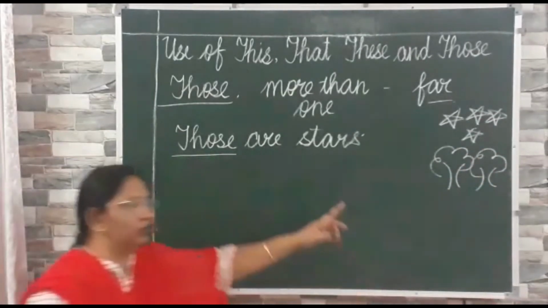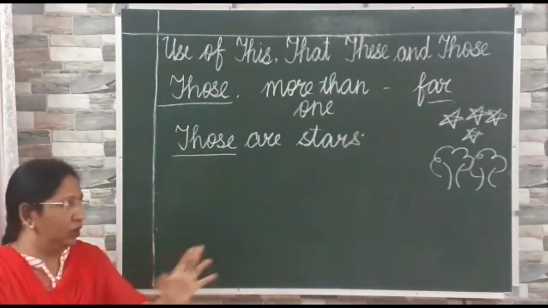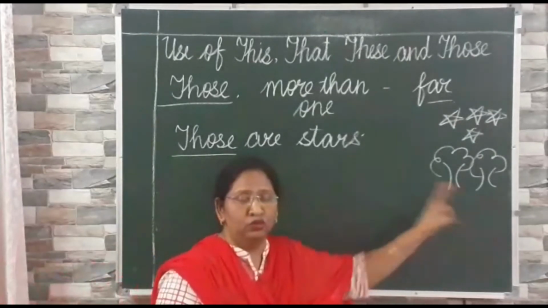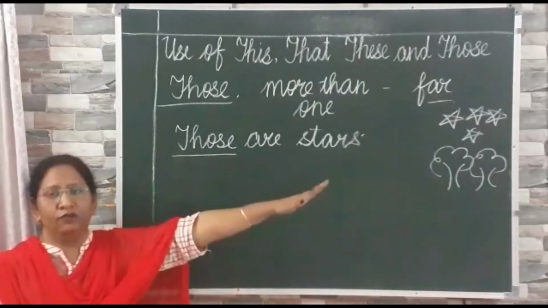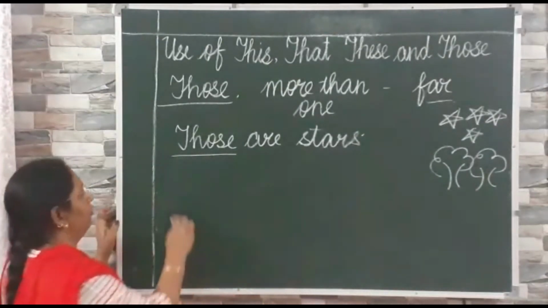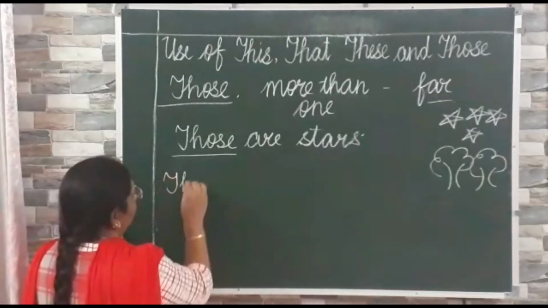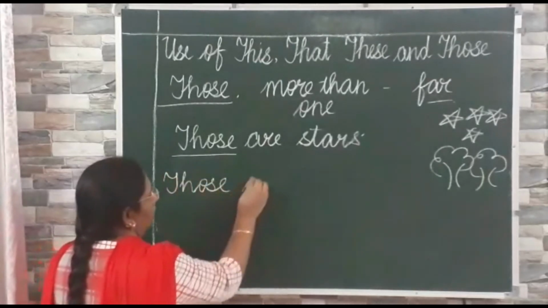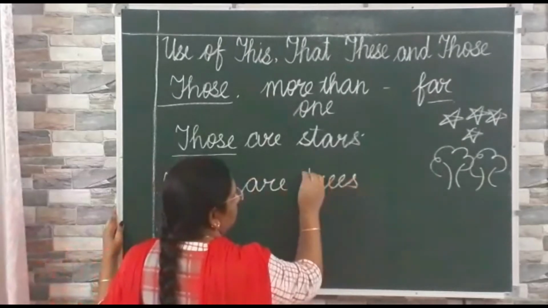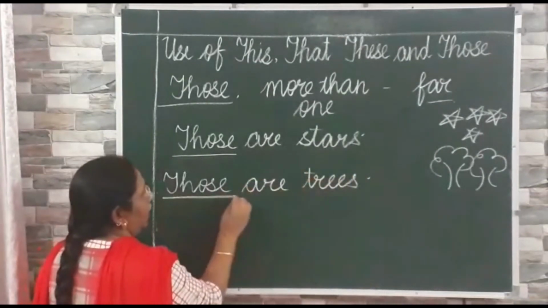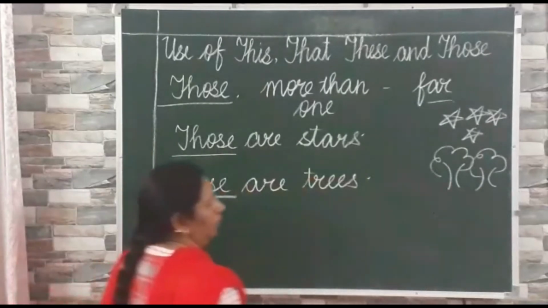How many trees do you see? More than one. 1 and 2. And 2 is more than one and far from us, isn't it? So what will we do? We'll write those are trees. Okay, children? Those are trees.